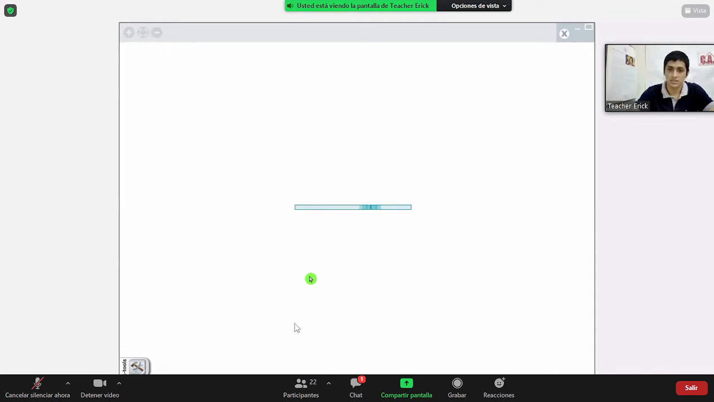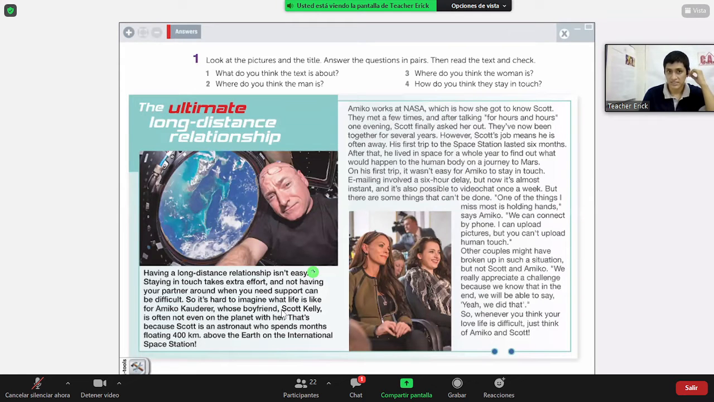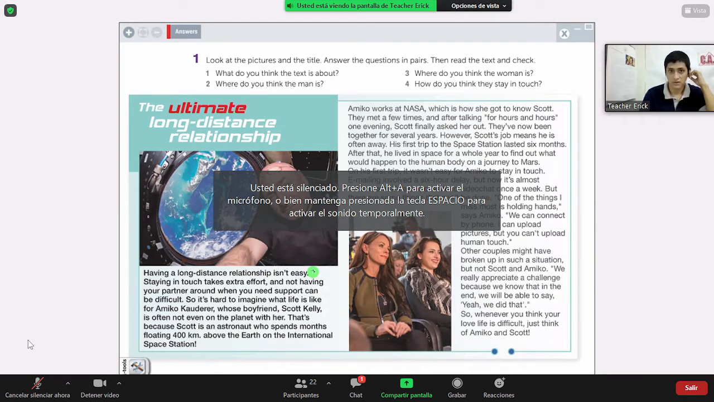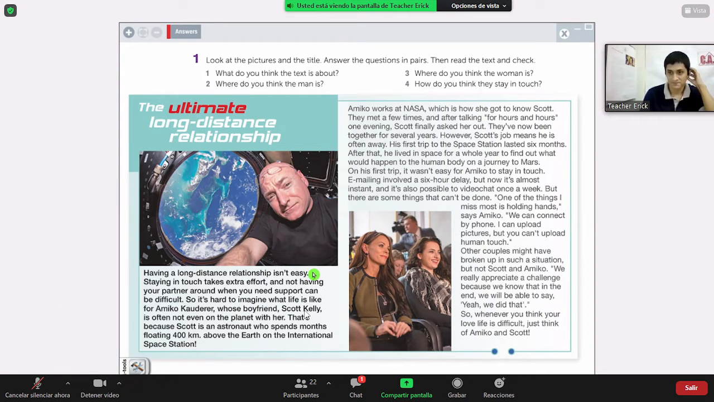In this case, it says here we have to look at the picture. And so look at the title and the picture. It says we have to answer this question before we read it. No, Leon, a ver, can you tell me the ultimate long distance relationship? It says. So the first question, what do you think the text is about? ¿De qué trata? A ver.